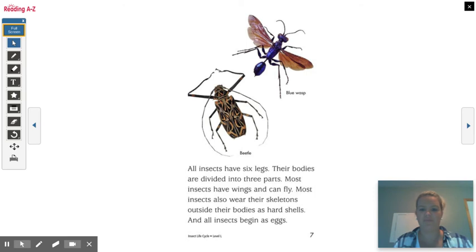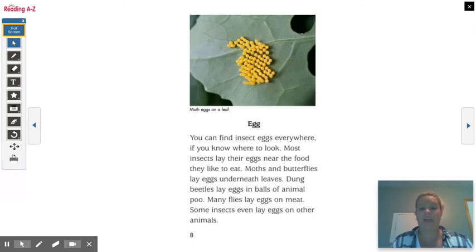All right, let's move on. Egg. You can find insects' eggs everywhere if you know where to look. Most insects lay their eggs near the food they like to eat. Moths and butterflies lay eggs underneath leaves. Dung beetles lay eggs in balls of animal poo. Many flies lay eggs on meat. Some insects even lay eggs on other animals.